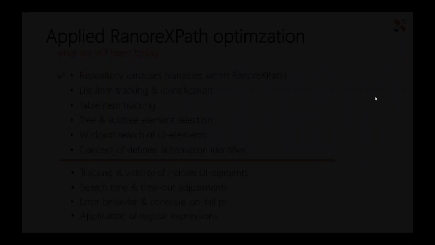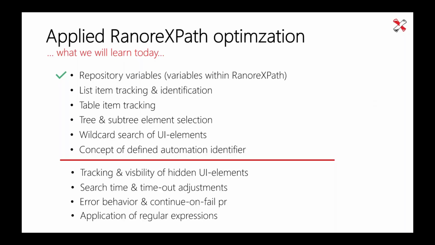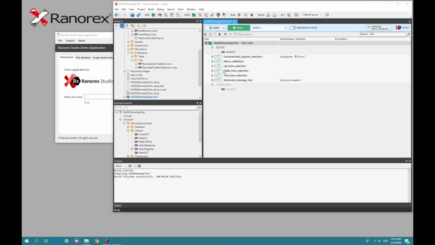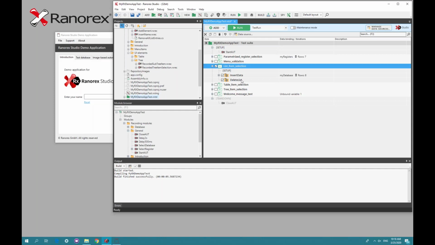Yes, one down, and still a number of things to go, and that's why we now have a much closer look at some list item tracking and identification. So I have, I think, some really interesting things here for us. So what I do first is I apply what we already have prepared, namely the selection of the register. So I have a test case here. It's called list item selection.